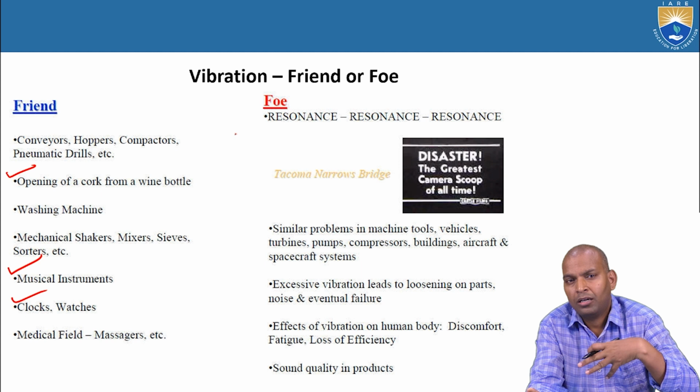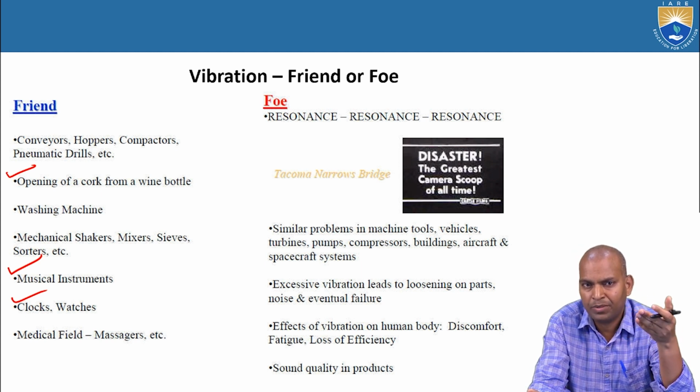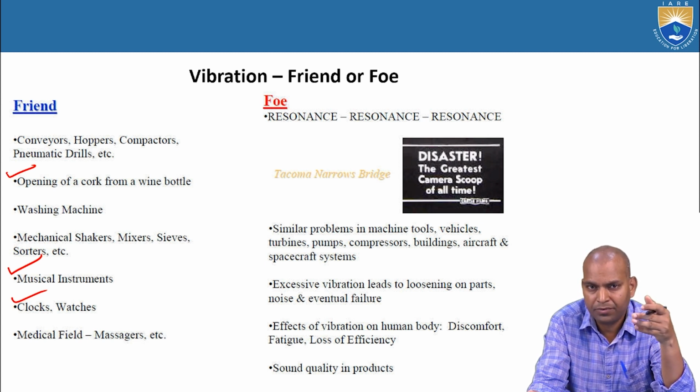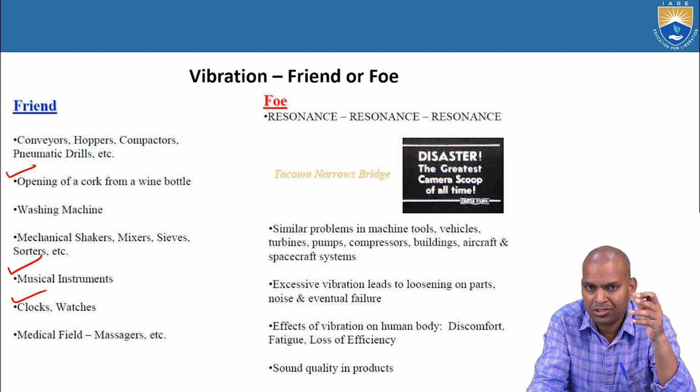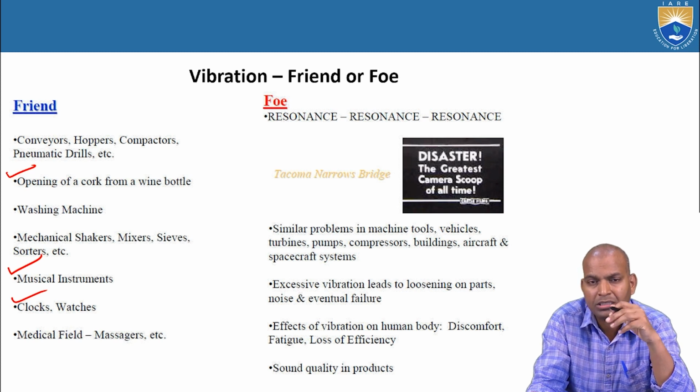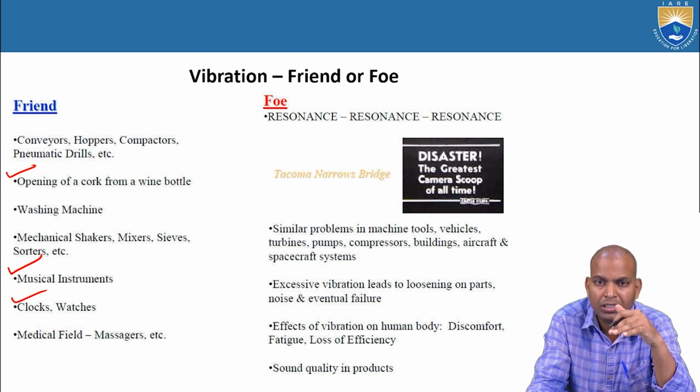That means when the frequency of the vibrations caused by the excitation force is equal to the natural frequency, what will happen? The amplitude will increase tremendously. Those vibrations cause heavy damage to structures. That's why the operating frequency should always stay within the limit of the natural frequency of the system.